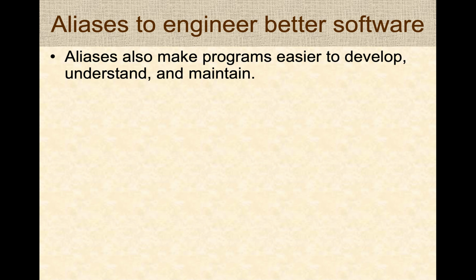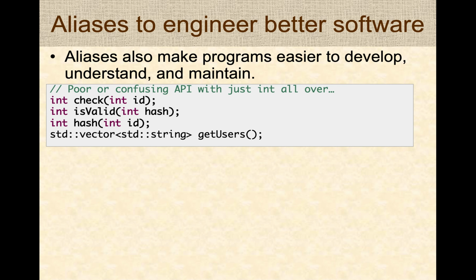Aliases can also make programs easy to develop, understand, and maintain. So for example, look at this set of methods. They all have integers as return values. And the question is, what do these integers mean? What are the return values of these methods? You would have to actually look at the documentation in order to understand what these methods do.